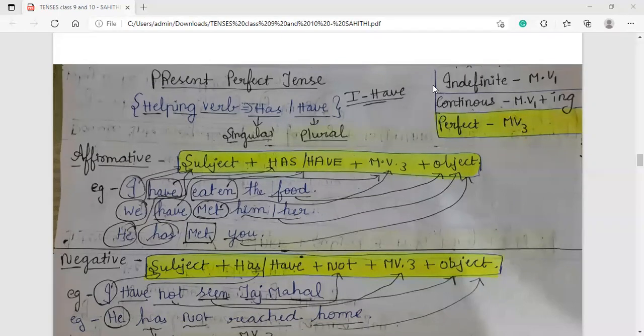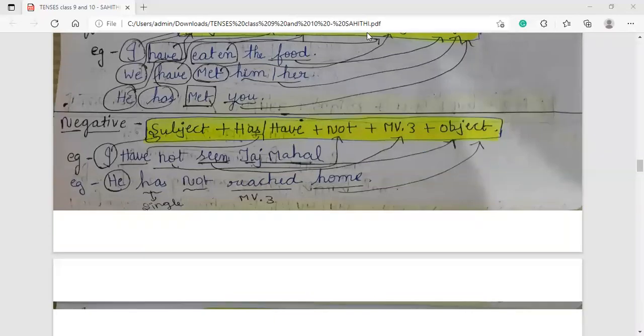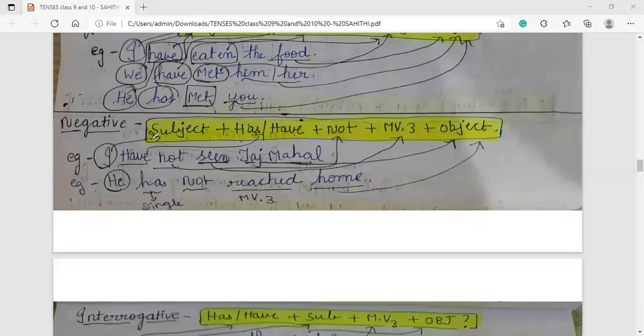Now moving on to the negative. Negative, if you see, is the same thing: subject plus has or have plus not plus MV3 plus object. एक बात याद रखिए, सिर्फ एक बात, नेगेटिव में नॉट आएगी, इंटरोगेटिव में हेल्पिंग वर्ब पहले आएगा, नॉट रिमूव करता. ठीक है, तो अभी देखते हैं नेगेटिव.